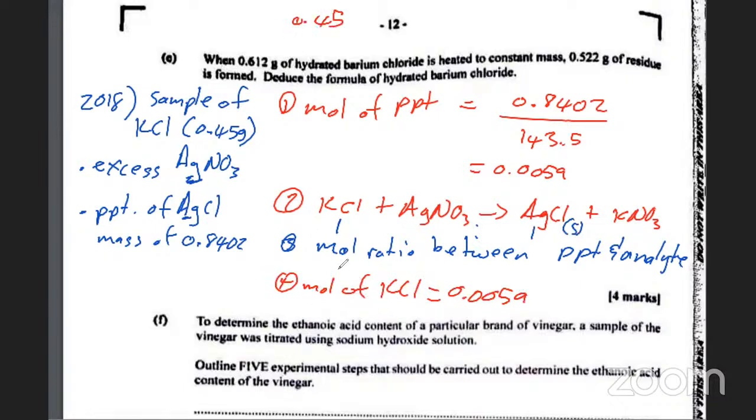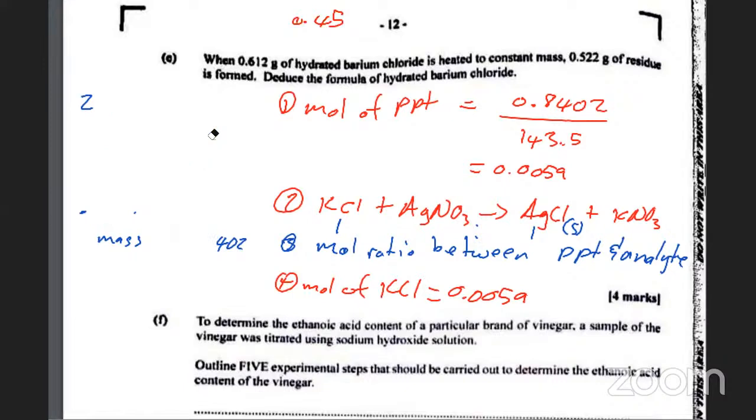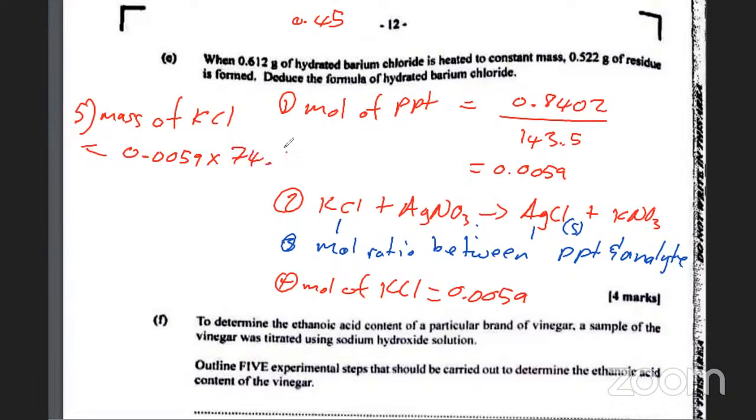Once you work out the mole of it, you're going to work out the mass of KCl. So the molar mass of KCl is 74.5. That gives 0.44 grams.